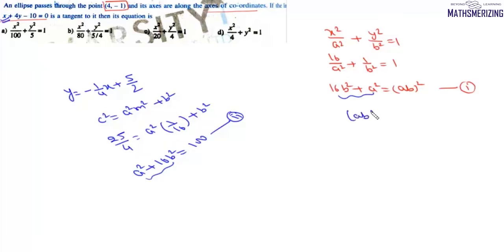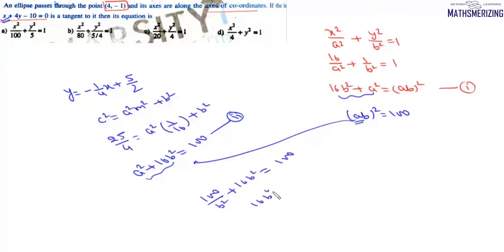Now we'll put the value of a² + 16b² in the first equation. Then we'll get the value of a²b² as simply 100. Now we'll put the value of a² in the second equation, and it will become a quadratic equation in b². So we can write 100/b² + 16b² = 100, which gives 16b⁴ - 100b² + 100 = 0, and we'll also divide it by 4.